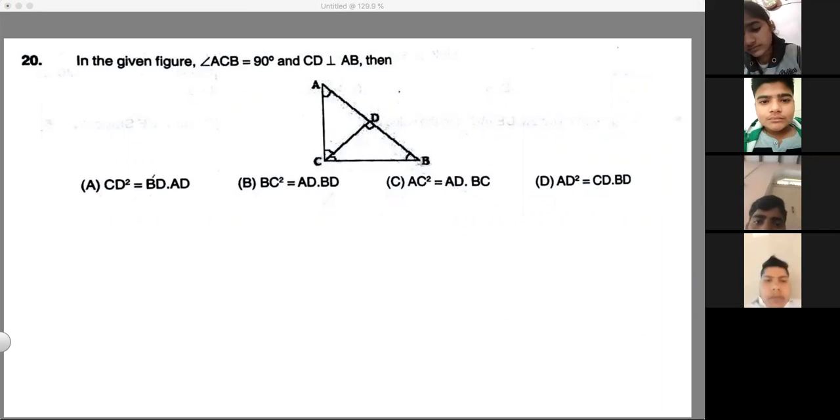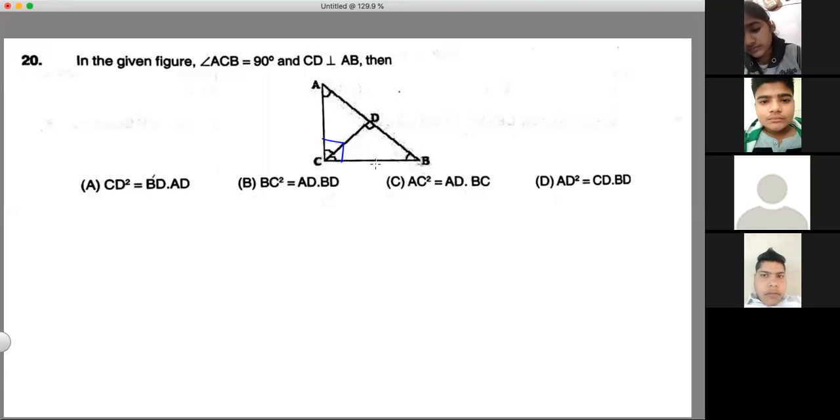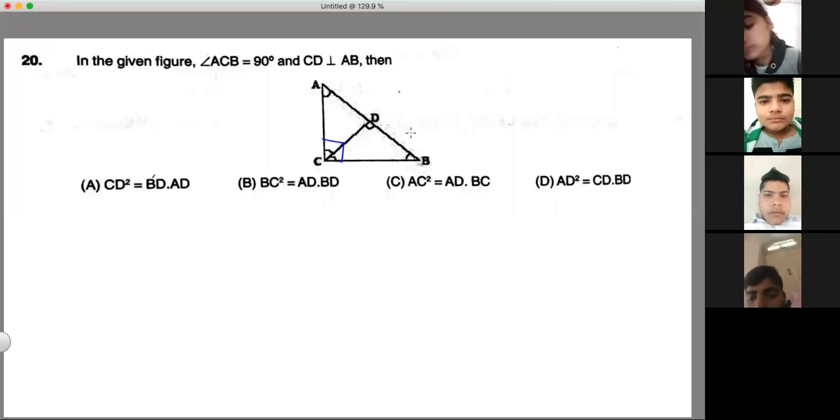In the given figure, angle ACB is 90 degree. Okay, so this is the 90 degree angle. And CD is perpendicular to AB. Okay, very standard type of question. You are used to this question a lot. It's done far too many times, but let's still do it. Then which of the following is true?